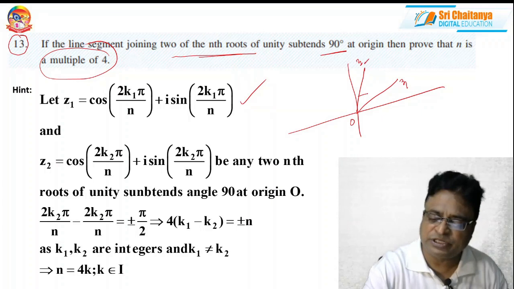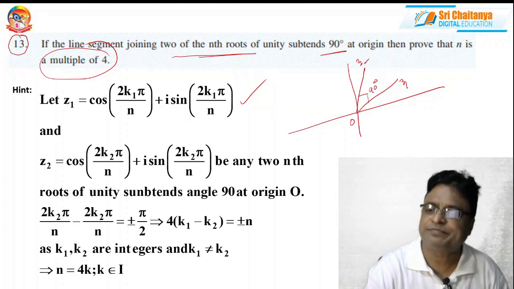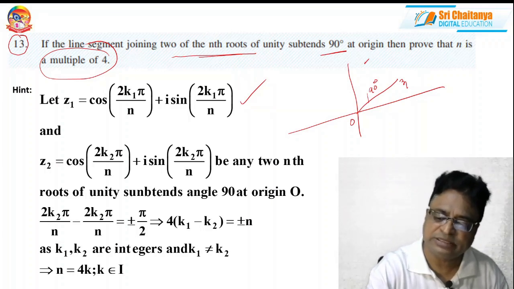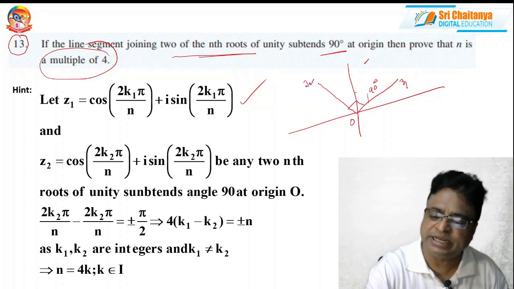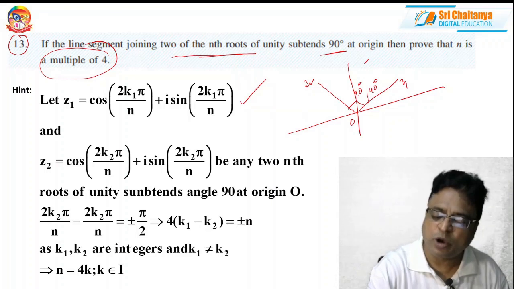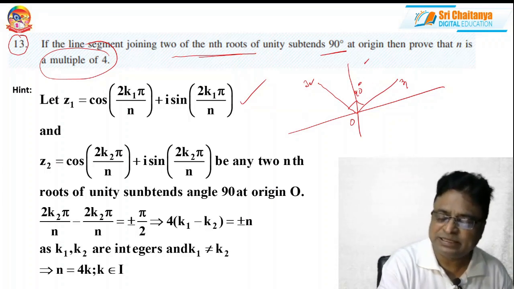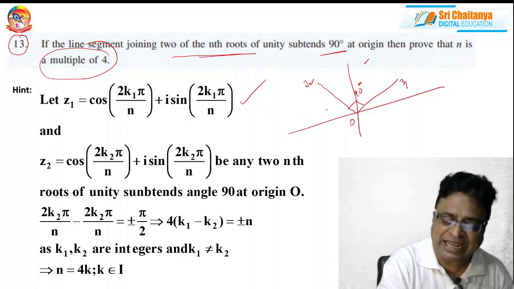Now the angle between these two is 90 degrees. Suppose this is the situation. These two are any two roots. Now the angle between these two is 90 degrees. This is given to you. Then you have to show that n is a multiple of 4. That means the difference between the angles is what?